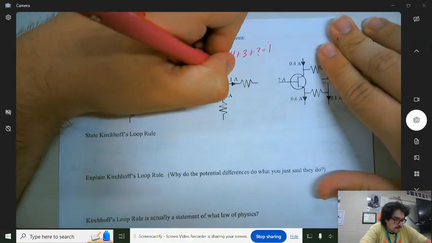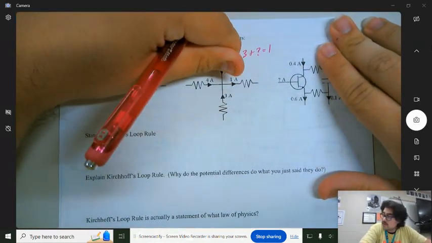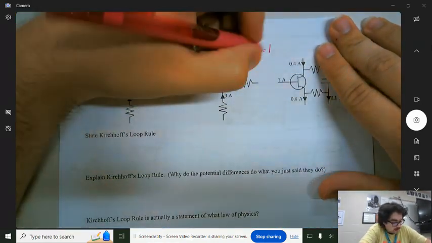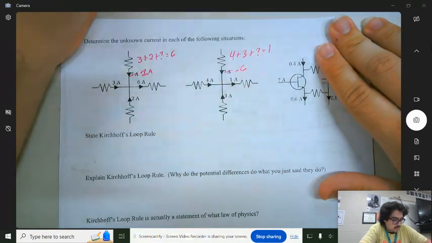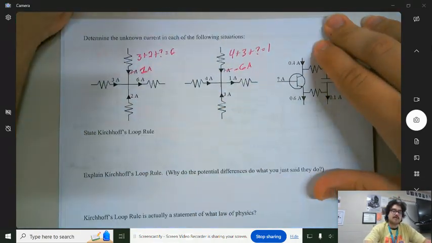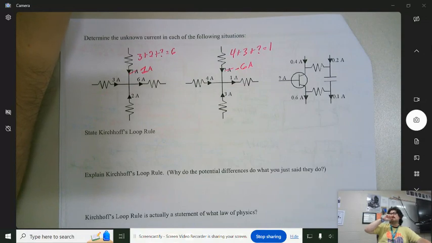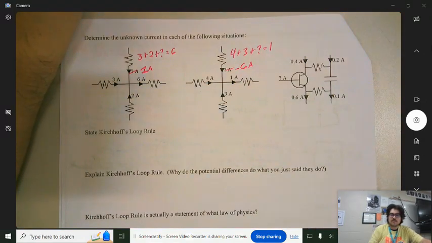So 4 plus 3 is 7, so this would be negative 6 amps. That just means it's flowing in the opposite direction. So I guess it would actually be coming out of the junction.